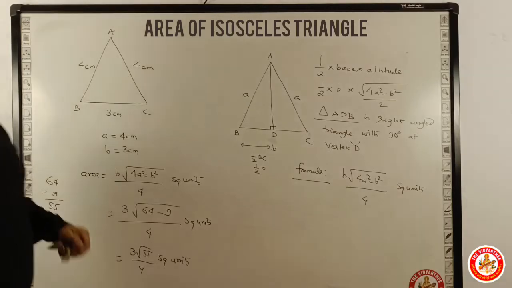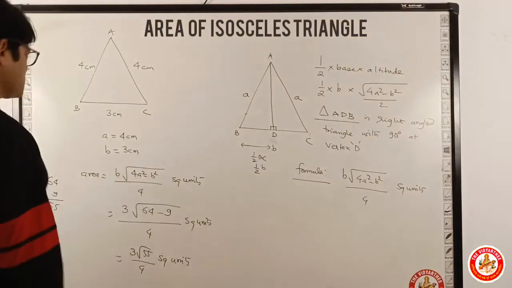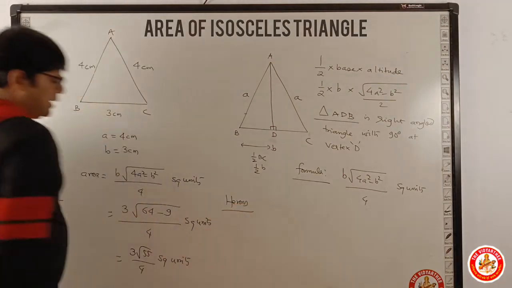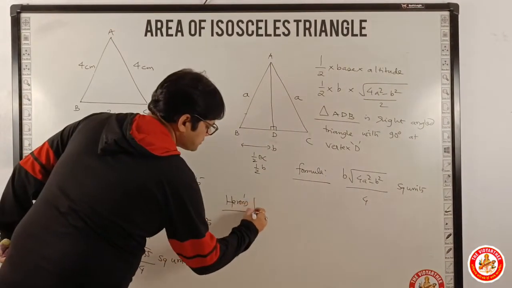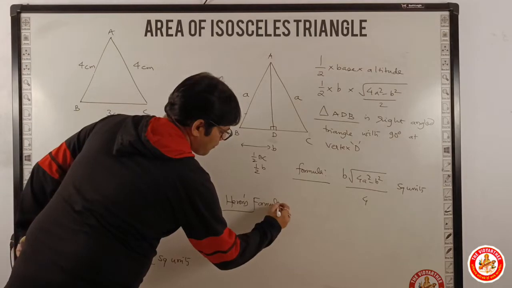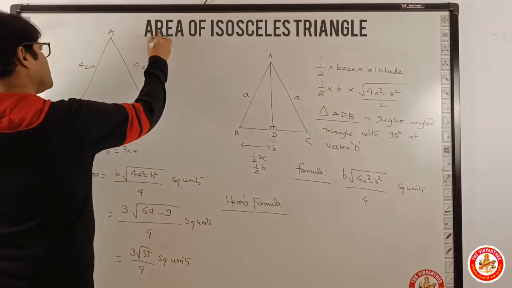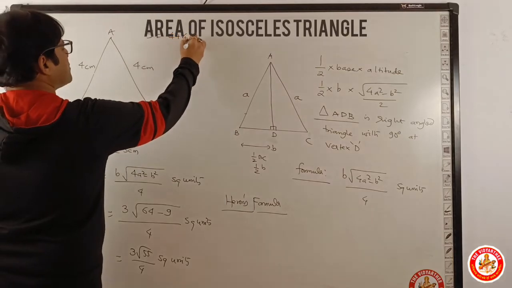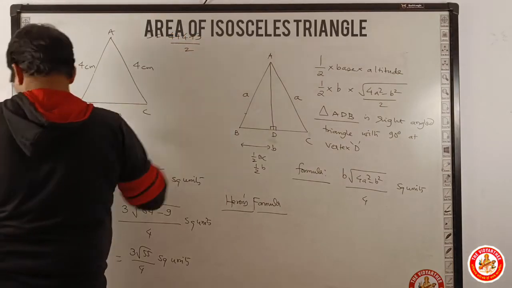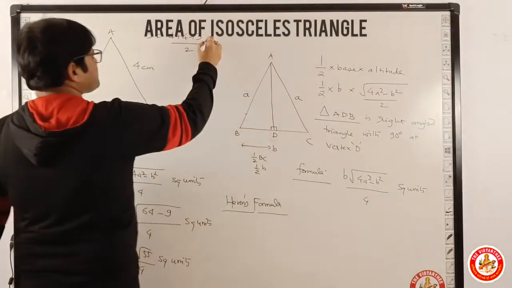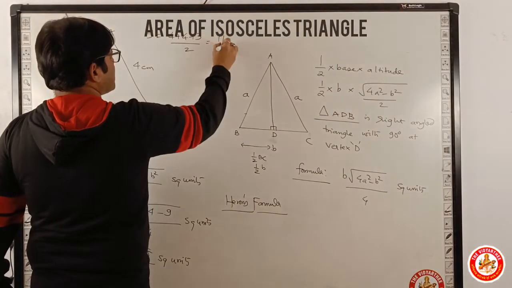We can verify this measurement using Heron's formula. So what is Heron's formula? For this question, if you use Heron's formula, what is your semi-perimeter? It is 4 plus 4 plus 3 divided by 2. 4 plus 4 is 8, plus 3, divided by 2 is 11 by 2.